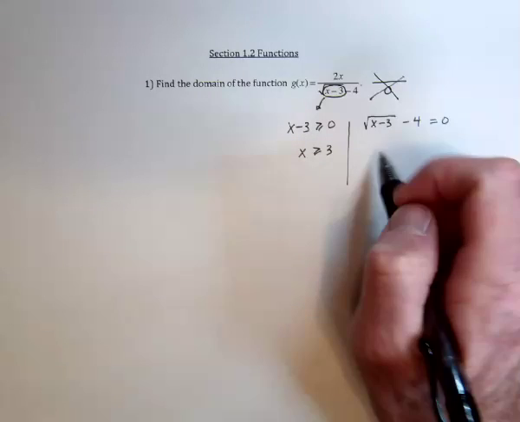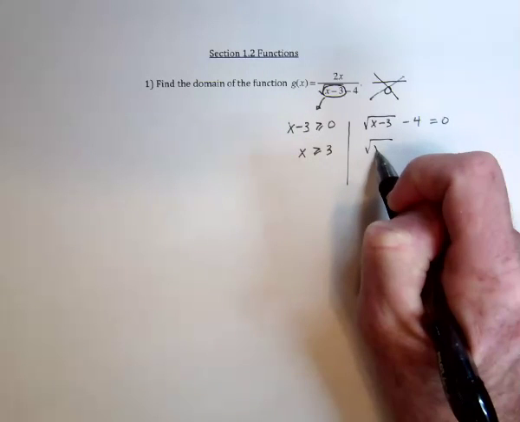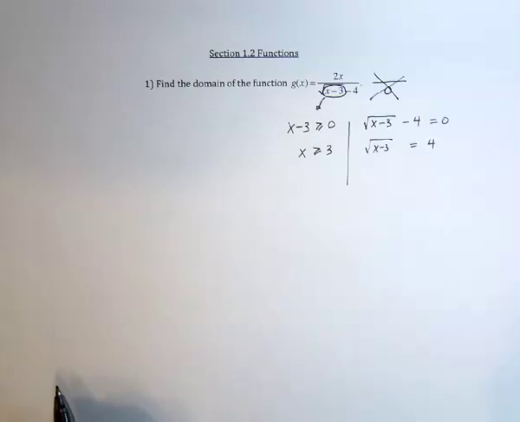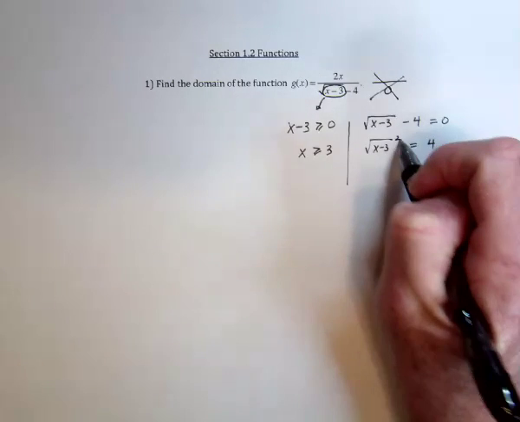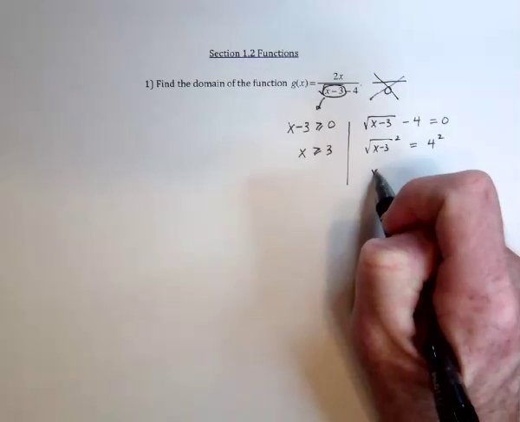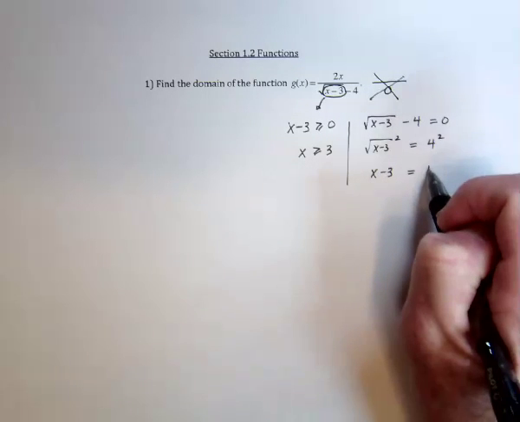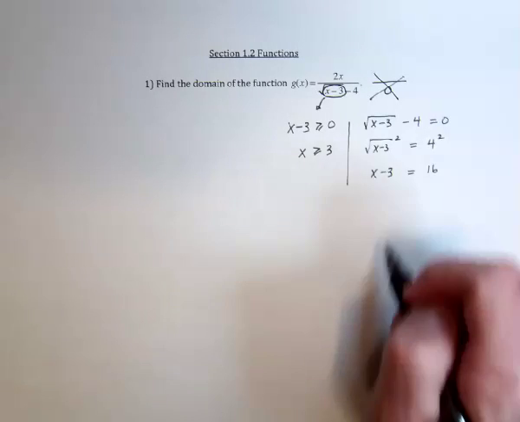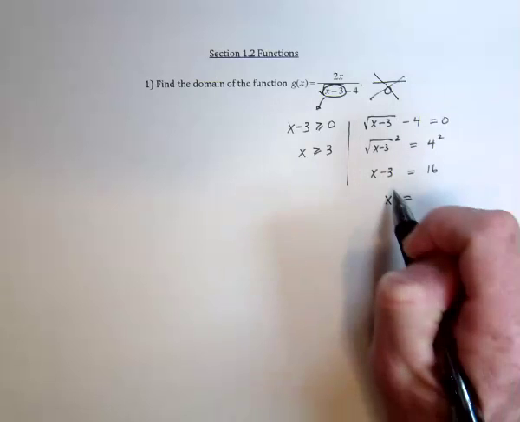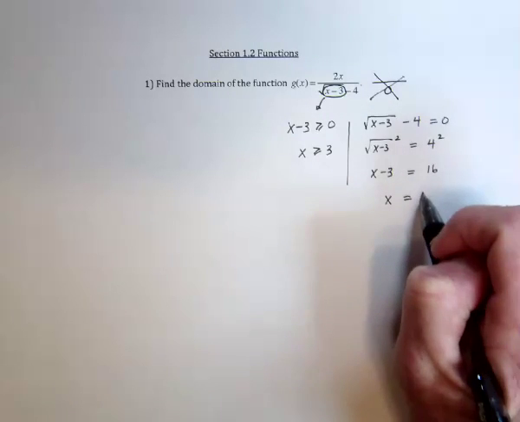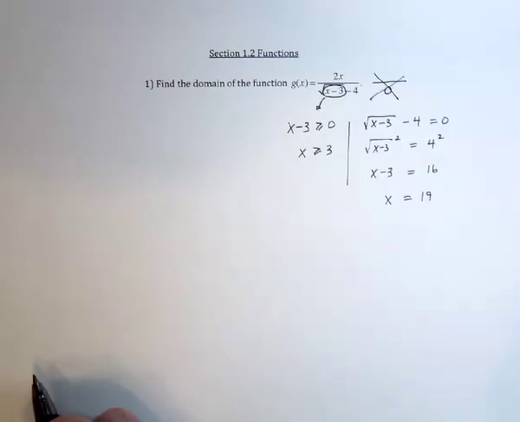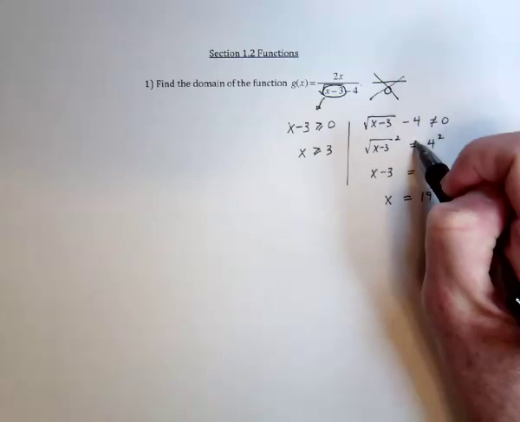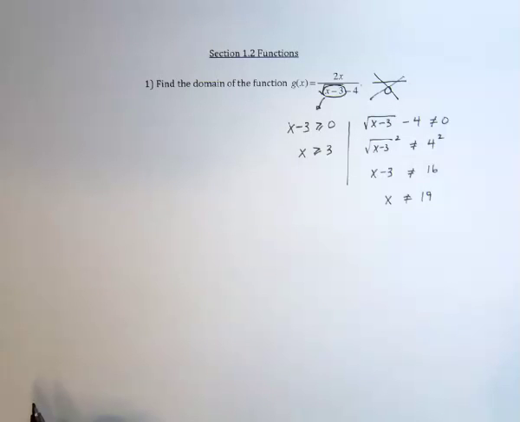So we can add 4 to both sides. Square root of x minus 3 is equal to a positive 4. To eliminate the radical, square both sides. So x minus 3 is equal to 16. And sure enough, there is an answer. It's x equals, let's see, add 3 to both sides, this will become 19. So we need to throw out that 19. Or another way to say it is, this cannot equal 0, and so x cannot equal 19.